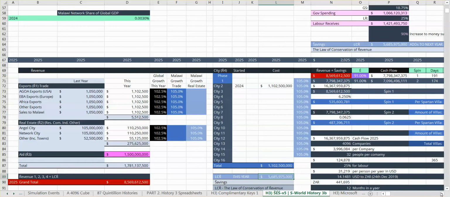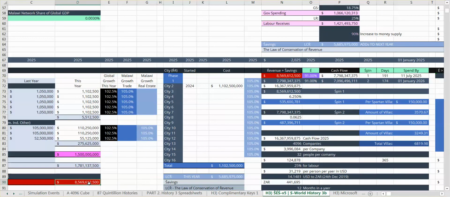So, second time, we take this collective figure of what we have in revenue and savings. This time we times it by 91%, so there's a leakage of only 9%. And it makes this amount of cash flow, 7.7 from 8.5. But this year, it must be all spent by the 11th of July. Then, on the 12th of July, it starts again with the 7.7 times by 91 equals 7.0. And that is spent by the end of the year.